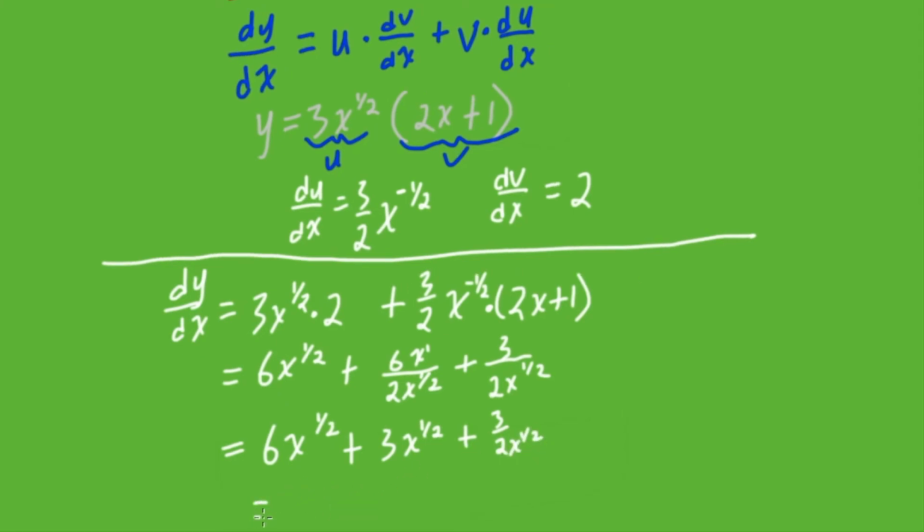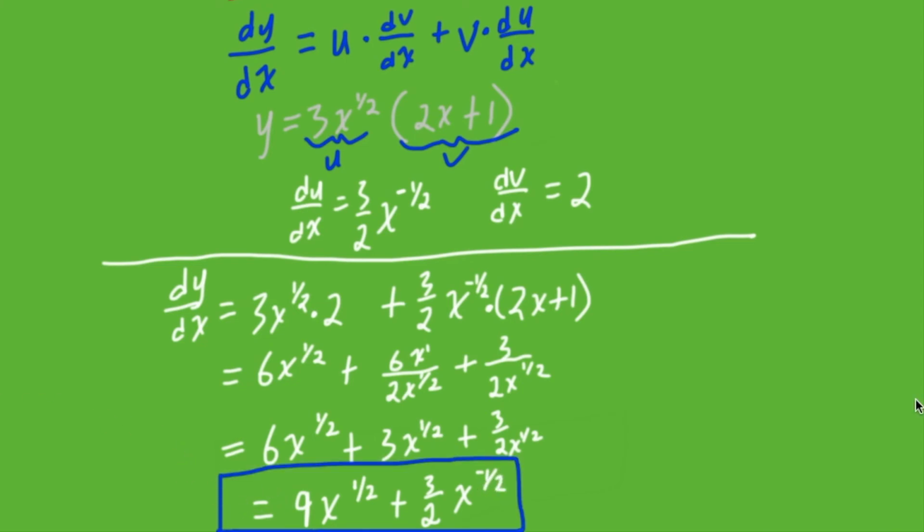And for our final step of simplifying, we have two bases that are the same here to the same power, so we can just add the coefficients. So 6 plus 3 is 9, and the rest stays the same, so we have x to the power of 1/2. And finally we have 3 over 2 x to the 1/2. There's a few ways you could write that, but let's just write it as 3 over 2 x to the negative 1/2. And that's our answer, fully simplified.